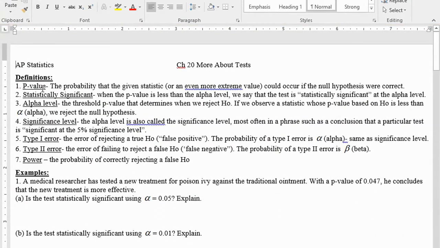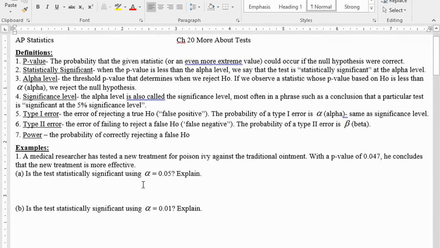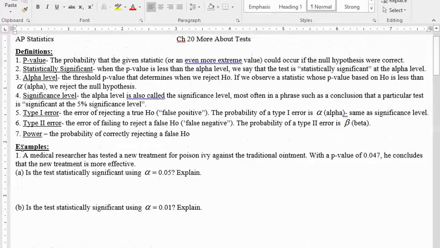Some of them are just old vocabulary from the previous chapters, like p-value. You need to know what that is still. Statistically significant. You need to know what that is. Alpha level, significance level. So these are all old vocabulary words. You're just going to have to review them again. And then today's new vocabulary words we're going to talk about are a type 1 error, a type 2 error, and power.